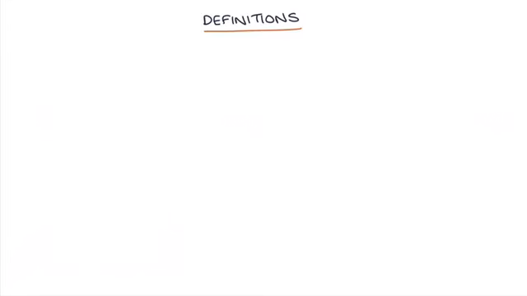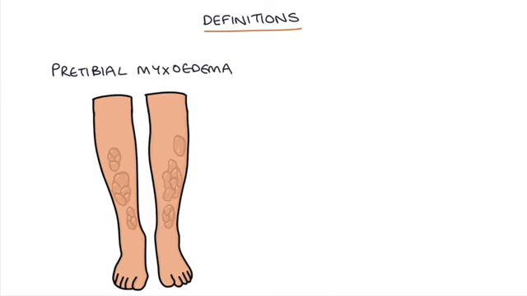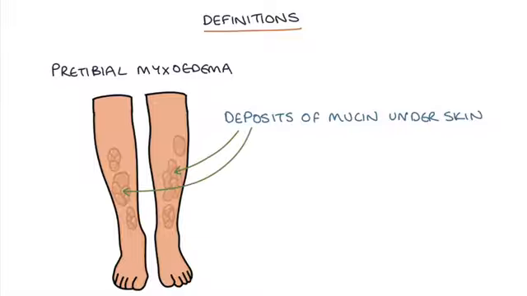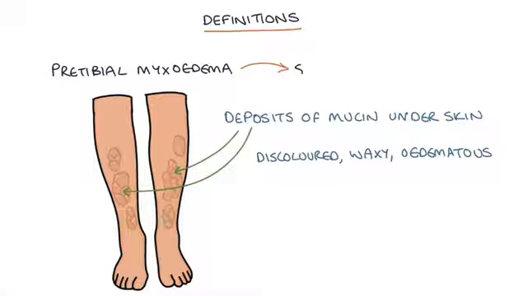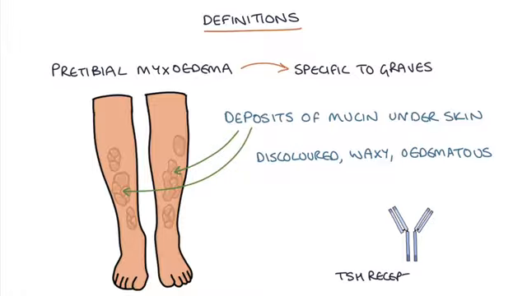And final definition is pretibial myxedema, and this is a dermatological condition where there's deposits of mucin under the skin on the anterior aspect of the leg or the pretibial area, and this gives a discoloured, waxy, edematous type of appearance to the skin over this area, and it's very specific to Graves' disease, and it's caused by a reaction of the tissues under the skin to the TSH receptor antibodies.